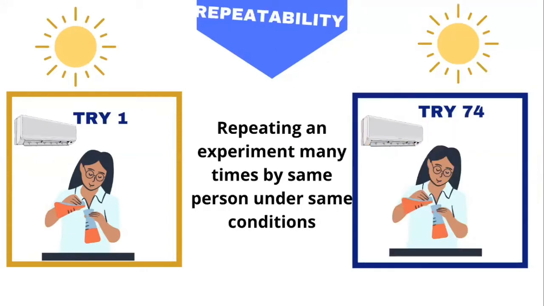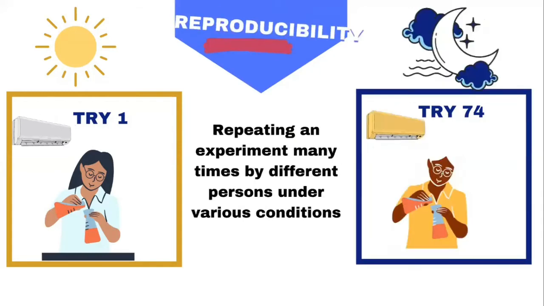Repeatability means repeating an experiment many times by the same person under the same condition. You can understand from the diagram: in the first try, a woman is trying some experiment and she is using an AC, maintaining a temperature. Outside there is sunlight, and the same woman is trying the 74th time with the same temperature and the same conditions outside, so every condition is the same, right? So that is repeating the same experiment.